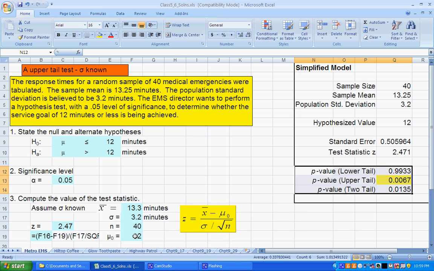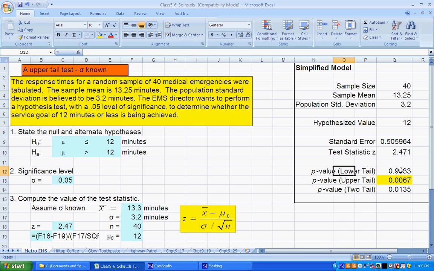From this, we can see three p-values that have been created at the bottom. Notice the first is for the lower tail test. Since it's a lookback table, sigma known implies the normal distribution with a large sample size above 30. A lower tail test means that since our sample mean is bigger than our hypothesized value, it's going to be at least 50% because you're in the right half looking back. We are so far into the tail, the p-value is rather large.